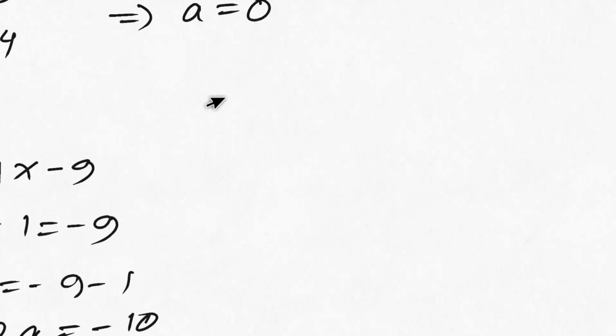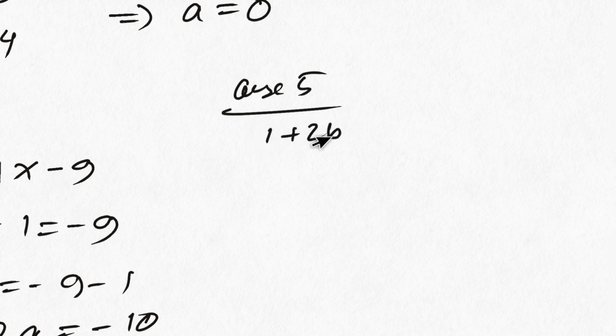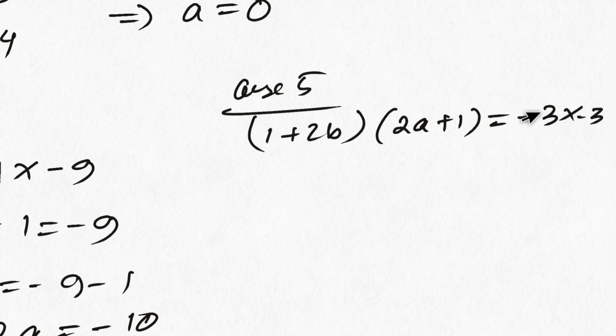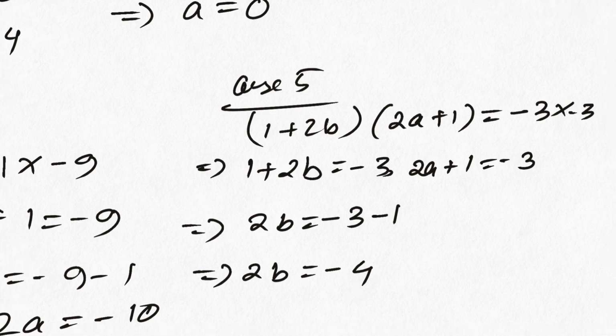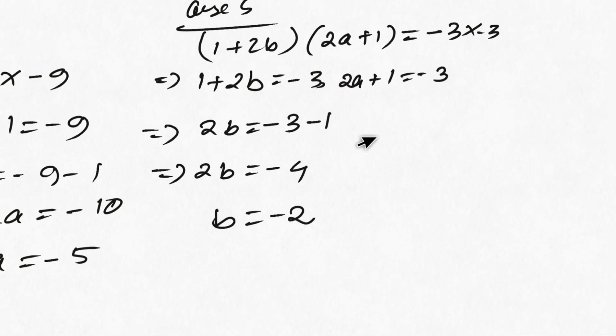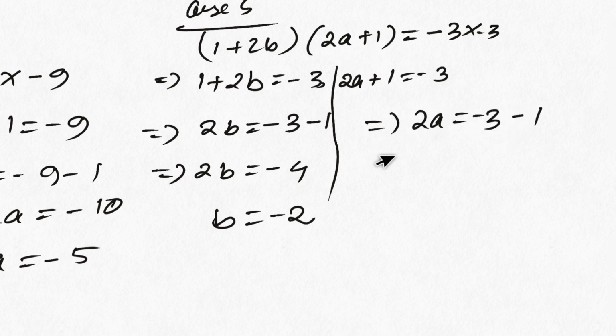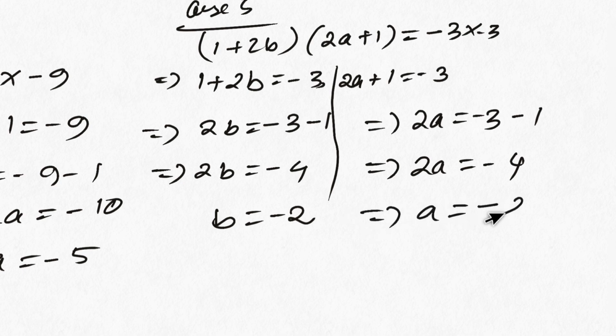In case 5, the quantity 1 plus 2b times the quantity 2a plus 1 equals -3 times -3. So 1 plus 2b equals -3, and 2a plus 1 equals -3. Subtracting 1 gives 2b equals -3 minus 1. This means 2b equals -4, giving us b equals -2. Similarly, for a, 2a equals -3 minus 1, so 2a equals -4, which results in a equals -2.